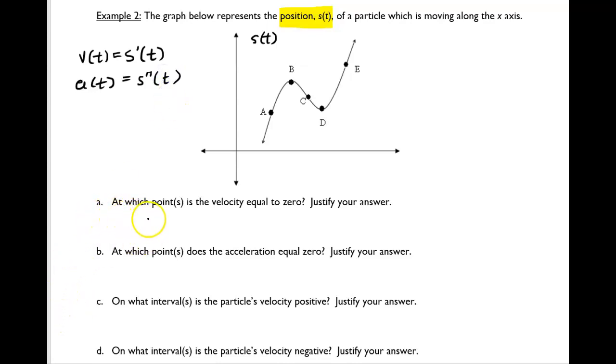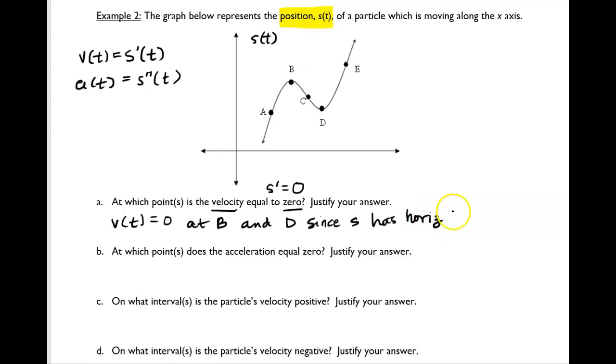So question A says, at which points is the velocity equal to 0? So that means when is s prime equal to 0? In other words, when is the slope of this graph equal to 0? So that's going to be at my horizontal tangents. That will be at B and D. So v of t, my velocity, is equal to 0 at B and D, since s has horizontal tangents. You could also say since s prime equals 0. Those are equivalent statements.